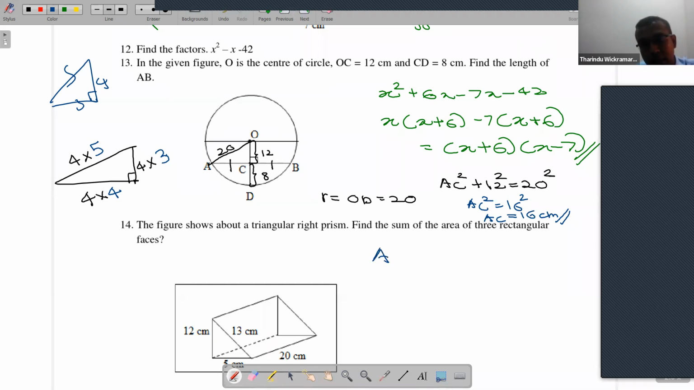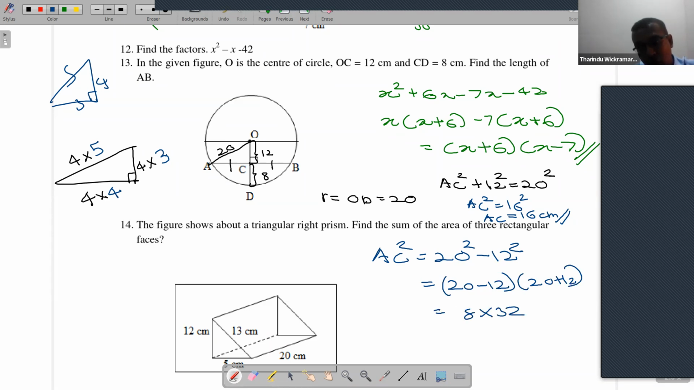So another thing I can do is AC squared equals 20 squared minus 12 squared. I can simplify A squared minus B squared as A minus B, A plus B. 8 into 32. So 16 is 4 squared, you know? 8 into 32 is 16 into 2. This 8 into 2 again 16. Now 16 into 16, that is 16 squared. AC is 16.